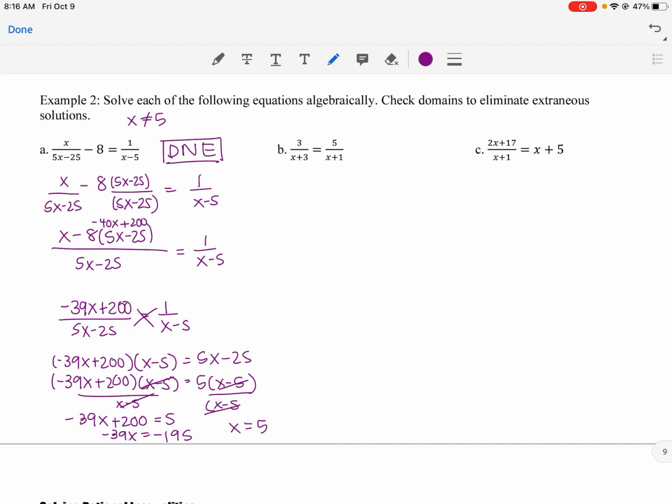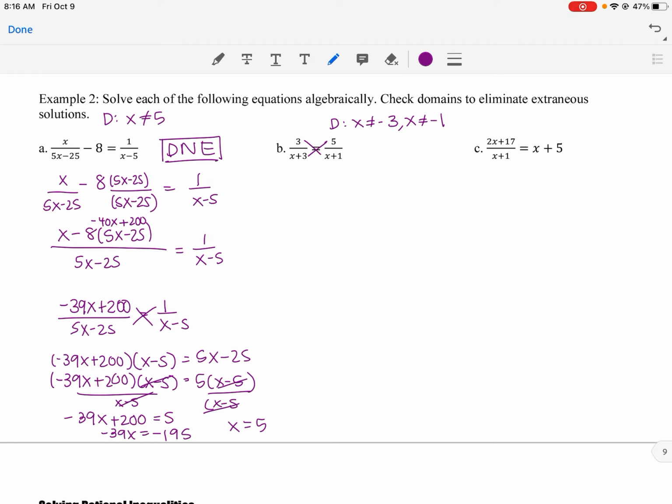Okay, if it's easier to say, you could do the domain to begin with. So like on this next one, we could say, hey, the domain restriction on the left is x cannot be negative 3. And on the right, it's x cannot be negative 1. So we know as we saw that if we get either of those answers, just be aware it's not going to work out.